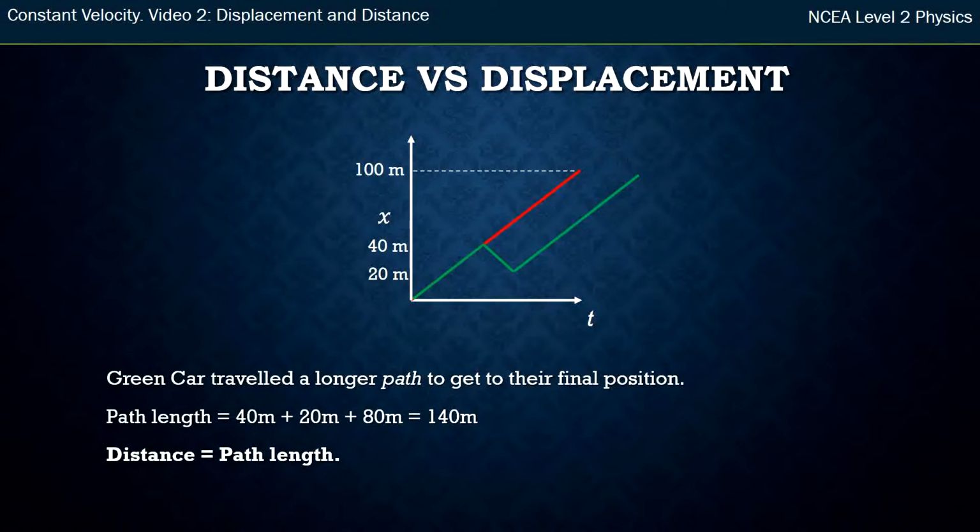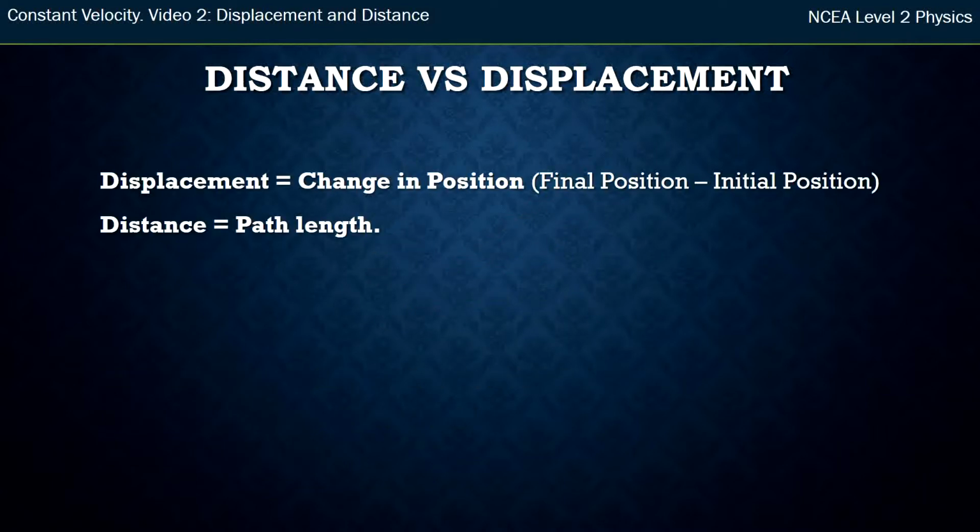Displacement, on the other hand, depends on initial and final positions. Distance depends on the path length you travel. So two different definitions moving forward. You have to be able to understand these, and most of the time when we do our calculations moving forward, we're often going to be using displacement. Distance will crop up as well, but it's good to know the difference between the two.